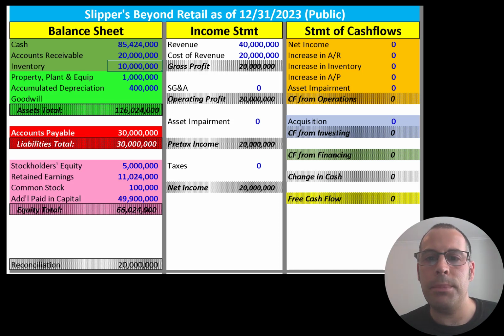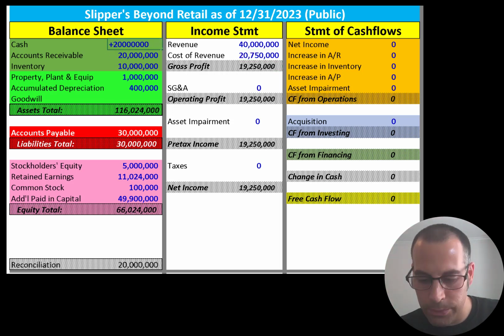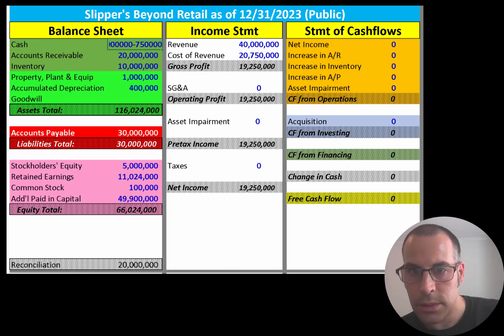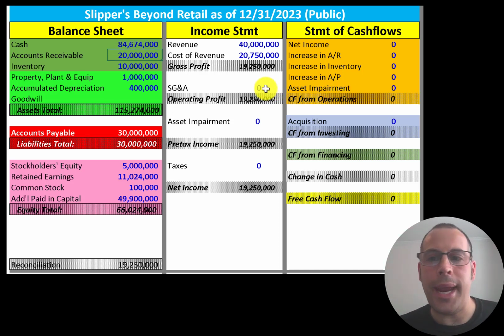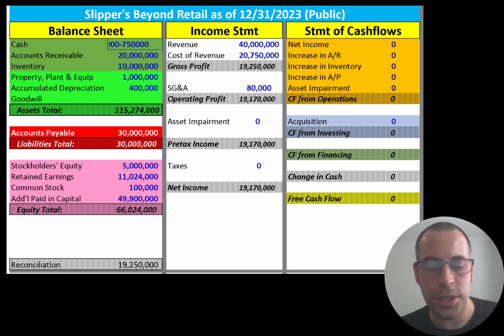Now let's pay our 15 employees $50,000 each. We'll add $750,000 to cost of revenue, and we'll minus $750,000 from cash. We have to pay our HR employee $80,000. We raised their salary, so $80,000 to SG&A minus $80,000 from cash.